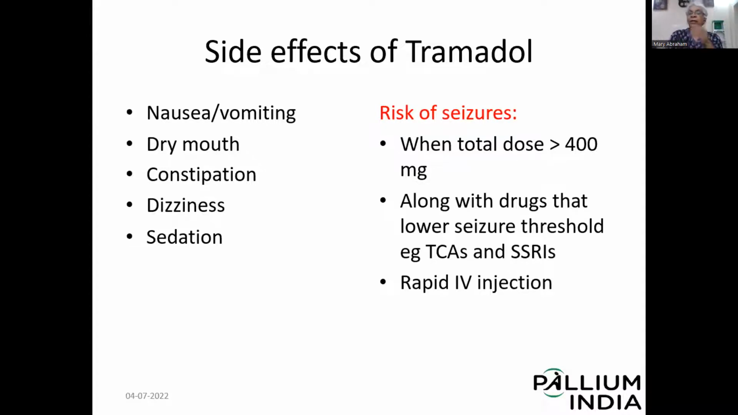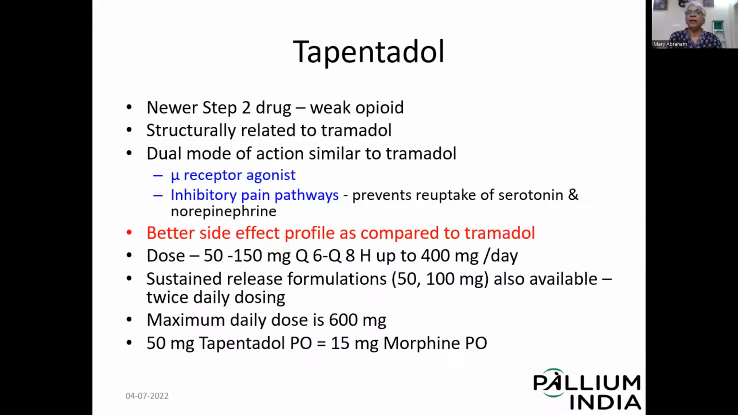And also, whether you give it rapidly intravenous. So normally you give it as a slow IV injection. Now, tapentadol is the other weak opioid, which is a more recent drug, and it is very structurally related to tramadol. Its method of action is also similar to tramadol, like I mentioned earlier. But the side effect profile is slightly better. The dose is also comparable to tramadol.